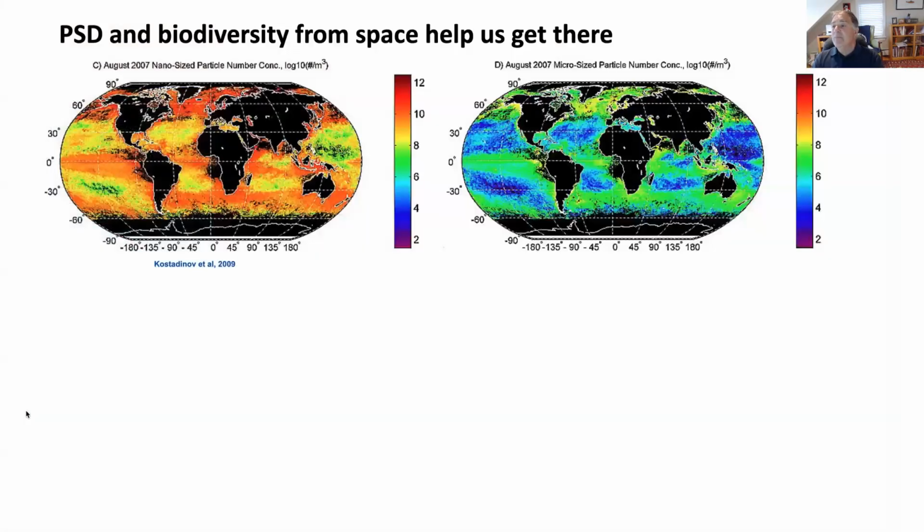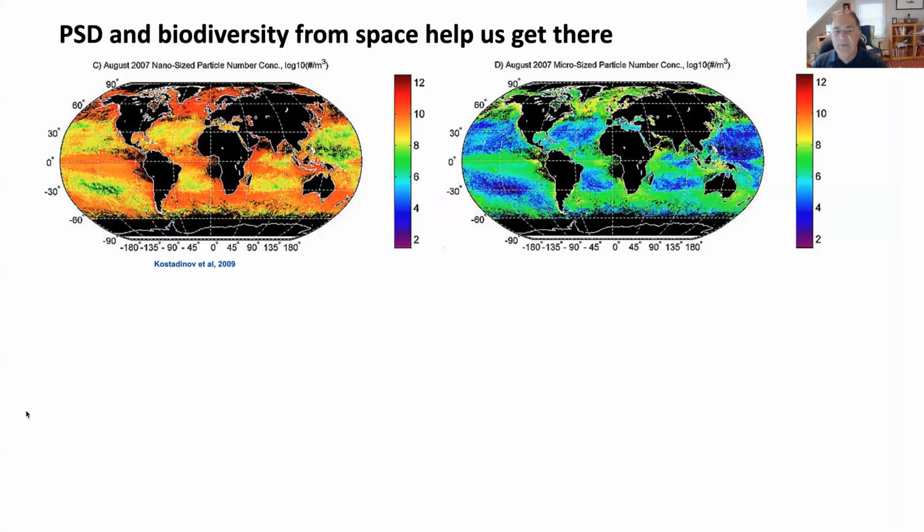Okay, now we can get partway there to understanding these rates if we know something about particle size distributions and biodiversity from space. That will help us get partway there. Okay, and the reason is because if we know something about the community that is doing the production, their size or their species, they work at different rates and they're sensitive to different environments.